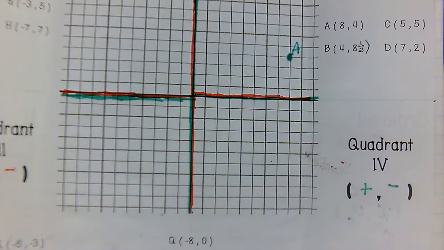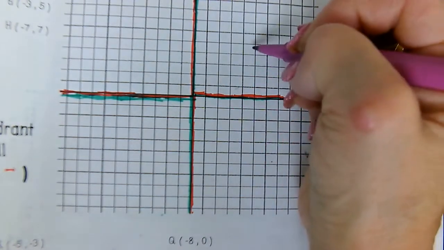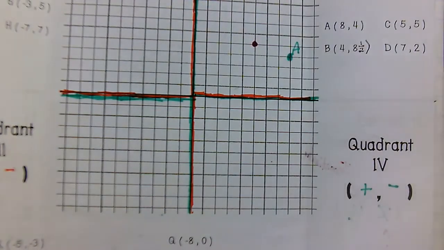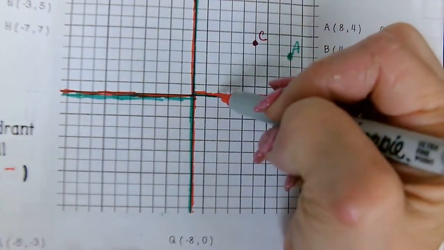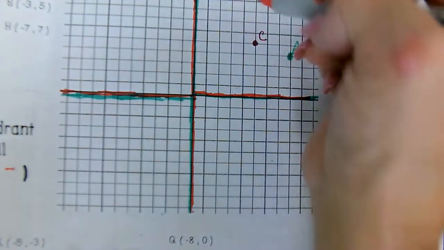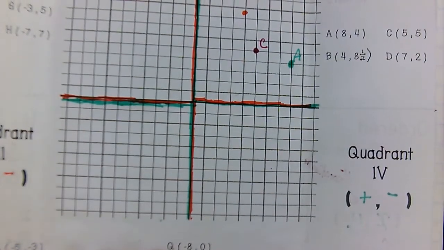The next one, C, says go to the right 5 and up 5. So we're going to do just that. I could have gone down to B first, couldn't I? But 1, 2, 3, 4, 5, and 1, 2, 3, 4, and 5. Alright, so that one is C. Let's go back to B. B is 4 and 8.5. So to the right 4, 1, 2, 3, 4, and up 1, 2, 3, 4, 5, 6, 7, 8, and half more. Okay? So that one is B.